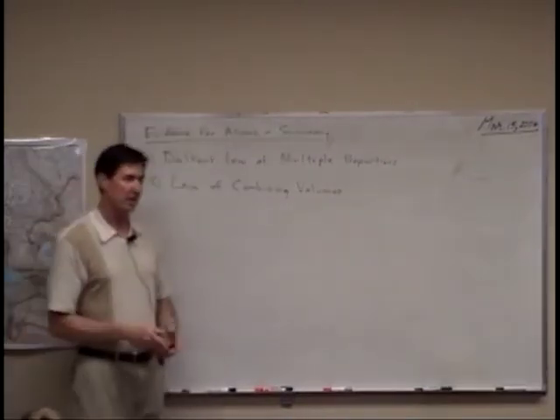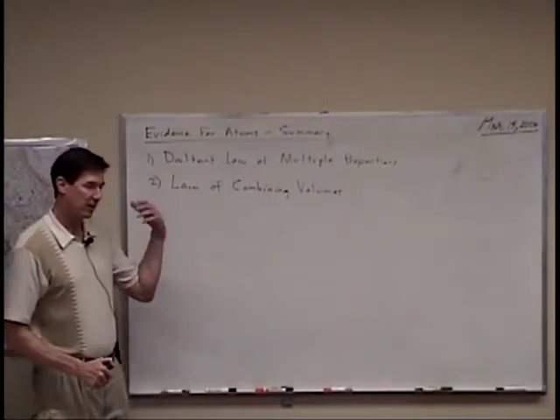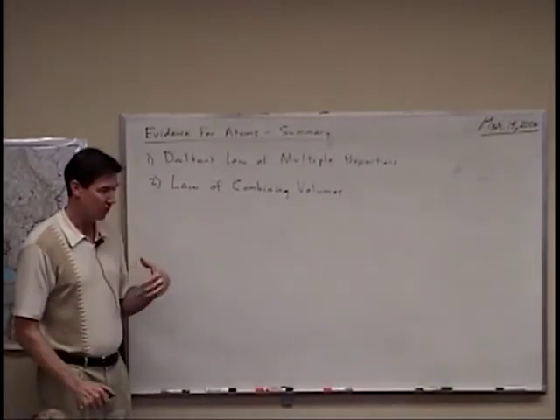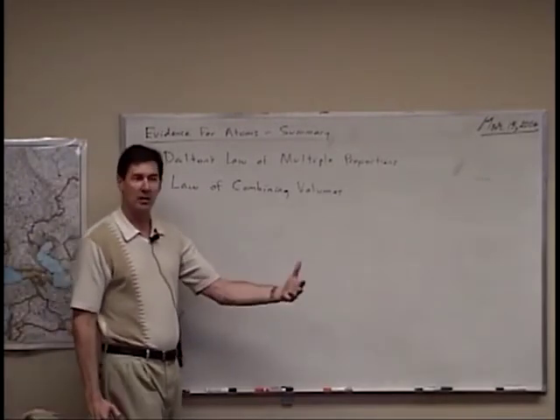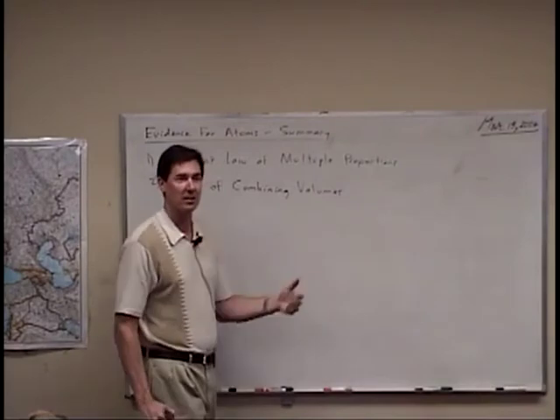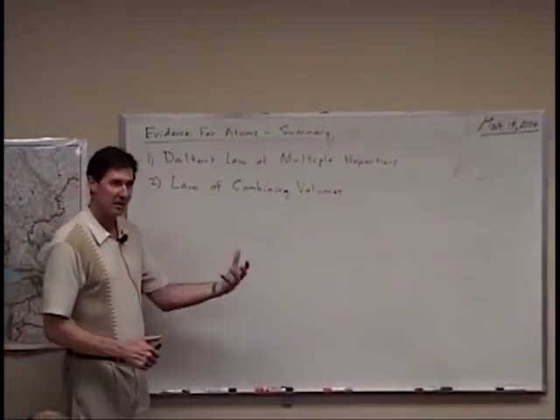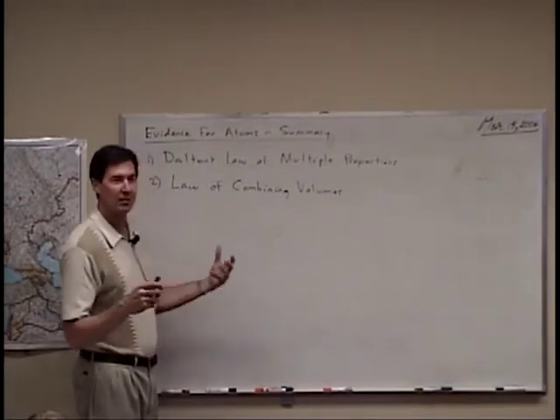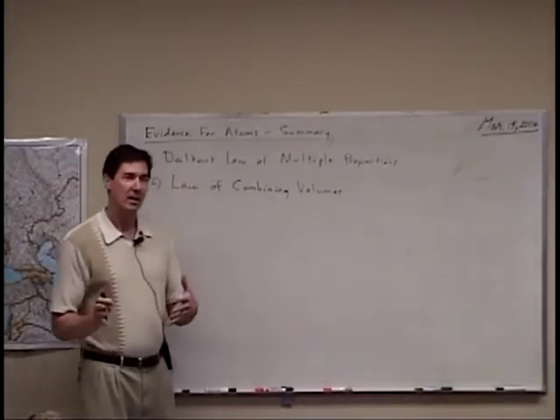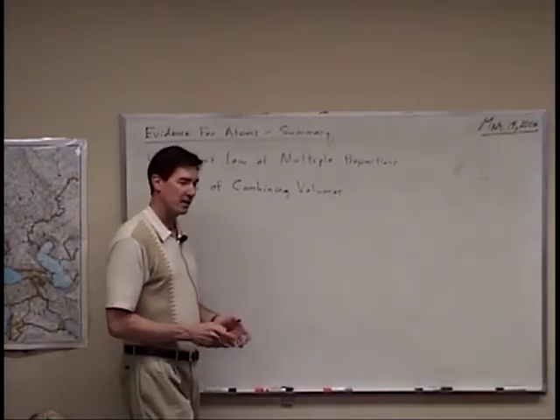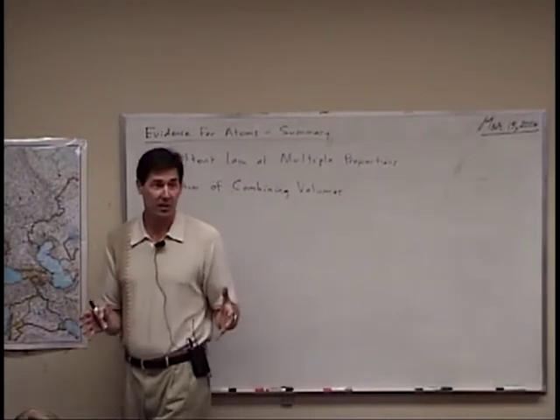If you have 2 liters of hydrogen combining with exactly 1 liter of oxygen to get 2 liters of steam, you have these nice round whole numbers, and that's just a consequence of the atoms combining in these simple integers.